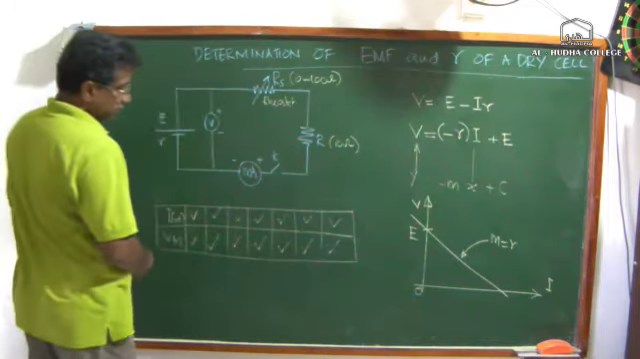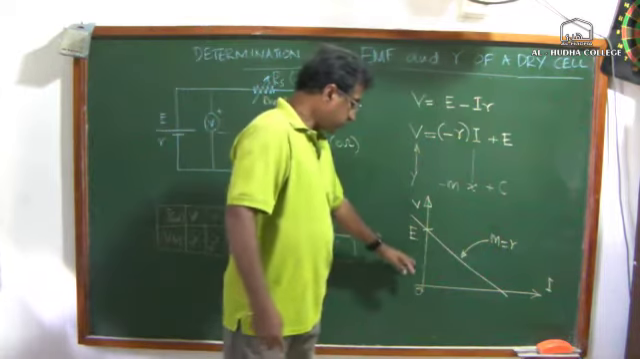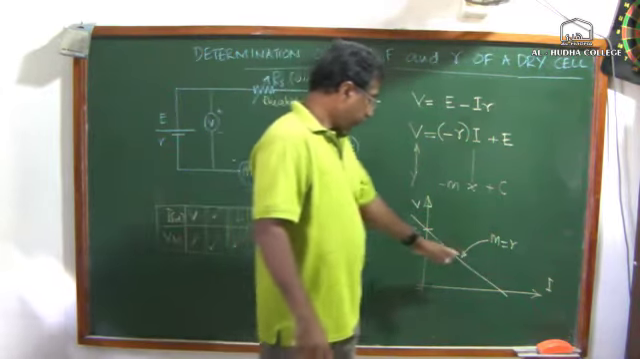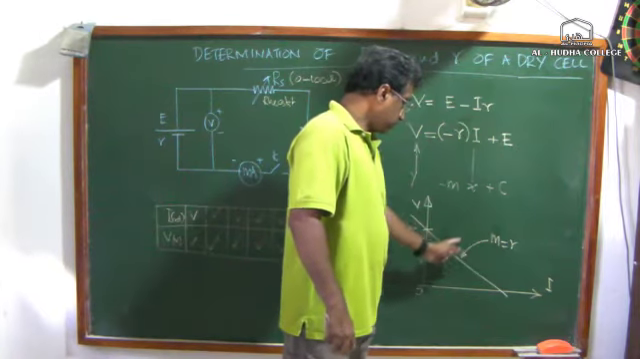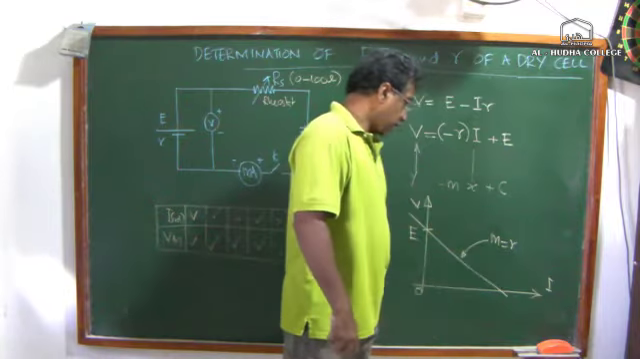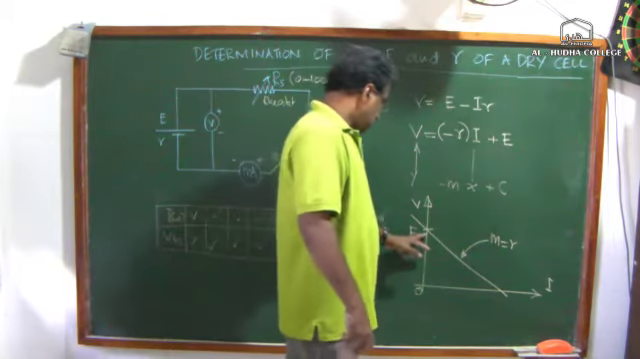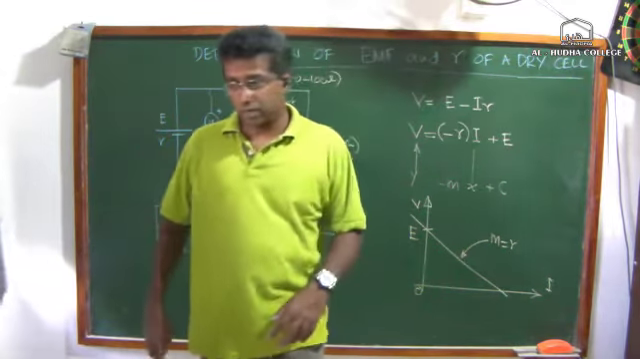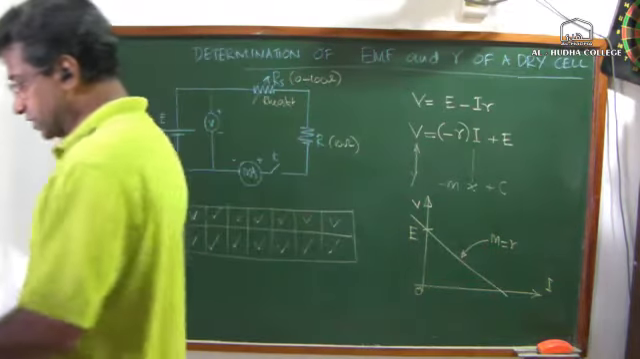When you draw the graph, you get a graph like this, and from the tangent, or slope, gradient, you can find R, and then from the cutting point you can get the EMF, right? So that is the first practical.